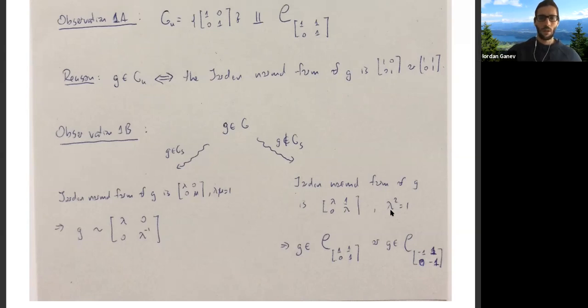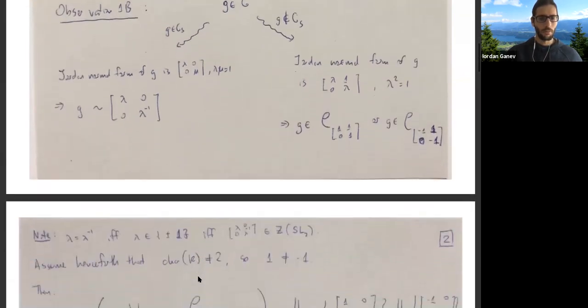Okay, so now let's think about this case a bit more. There's kind of two subcases. What happens if lambda is equal to lambda inverse, and what happens if they're distinct? So note that lambda is equal to lambda inverse if and only if lambda is plus or minus 1. And in that case, this matrix is in the center. It's a diagonal matrix with the same values along the diagonal.